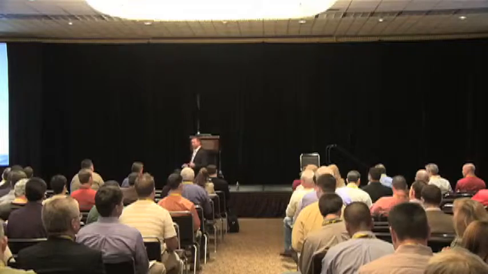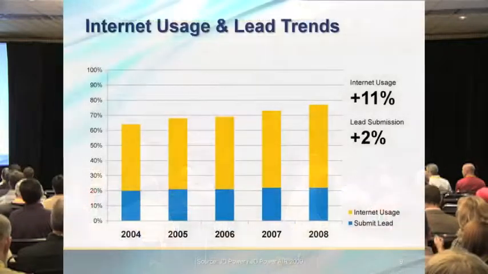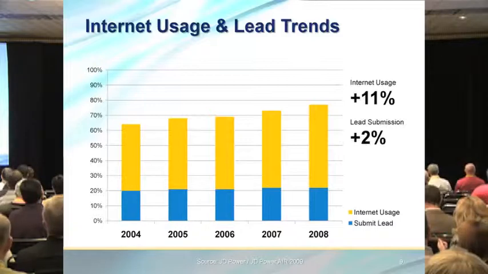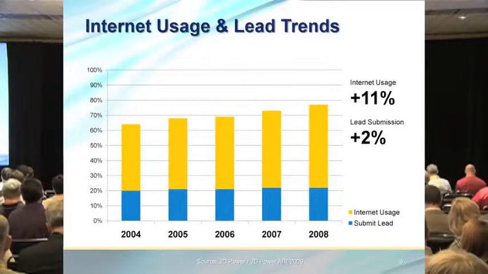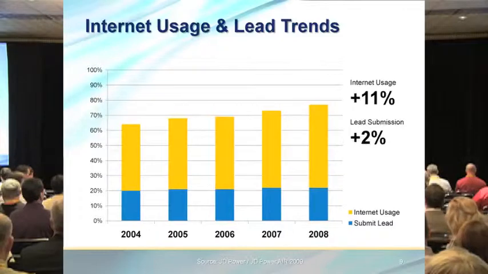Now, this isn't something that is fixed in time. As a matter of fact, if you look at it, in the past 5 years, people using the internet in the purchase process has gone up 11 points. People submitting a lead in the internet purchase process has only gone up 2 points. It would seem as though the number of people submitting leads is staying fairly the same, but the number of people using the internet is increasing.